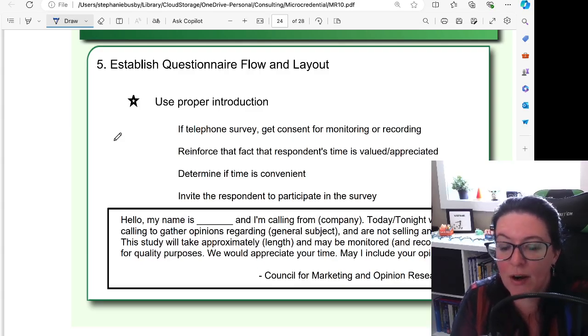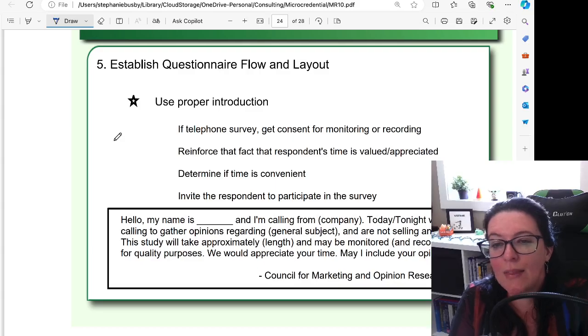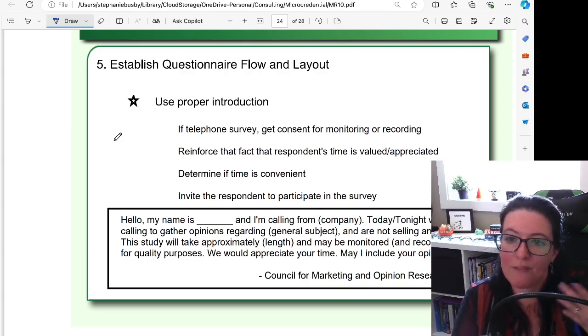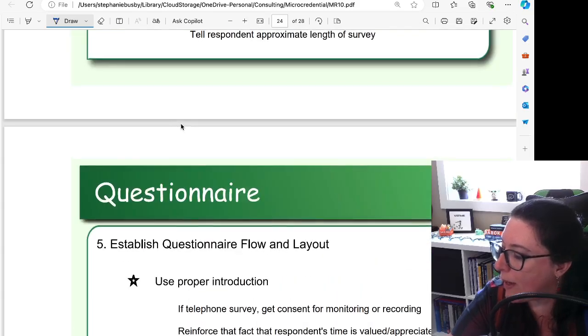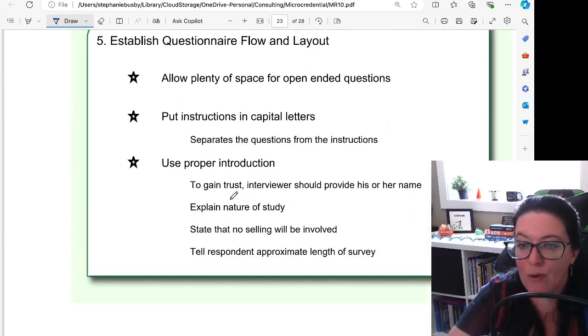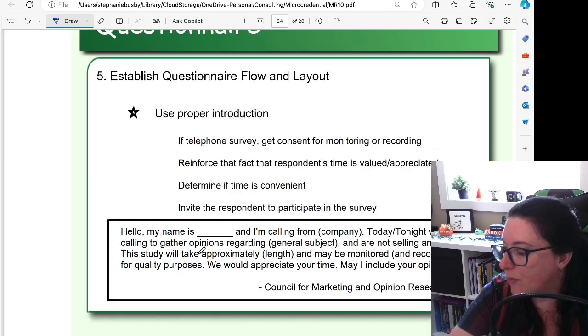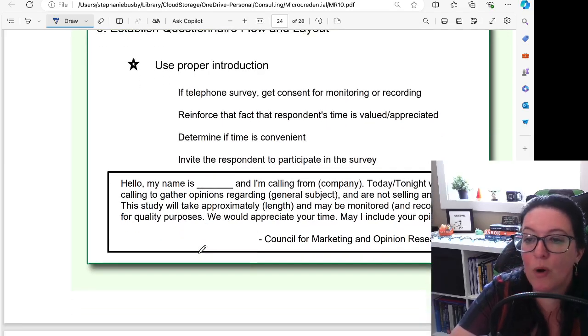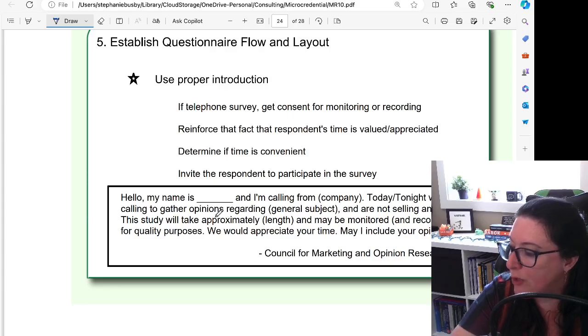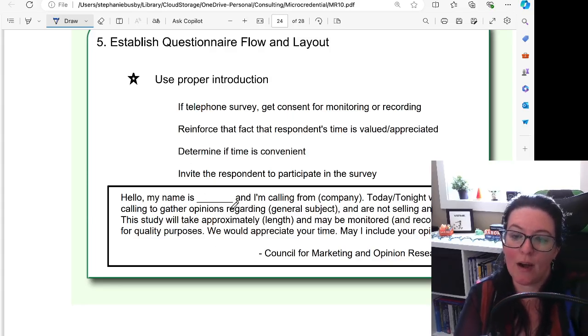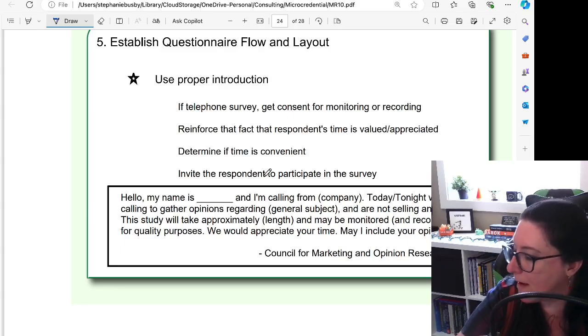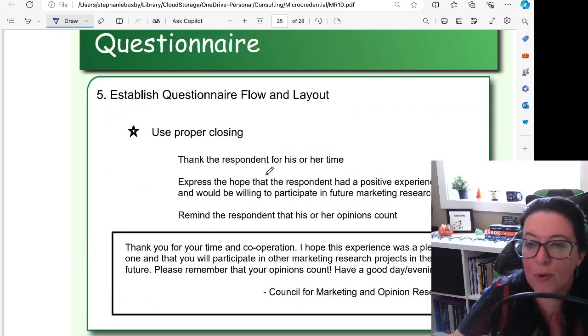So this kind of generic intro comes from the Council for Marketing and Opinion Research. And this gives us a little introduction. After that introduction, then we would go into an additional blurb that would have a bit more about the ethical guidelines for the survey before then going into the questions. But when you're doing a verbal questionnaire, there's this extra piece here to make sure that they are interested in participating. Okay. And then you need a proper closing.